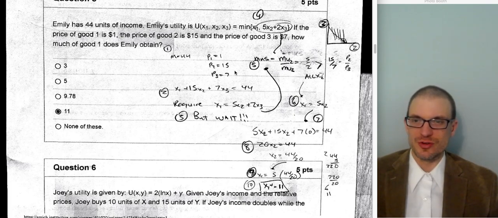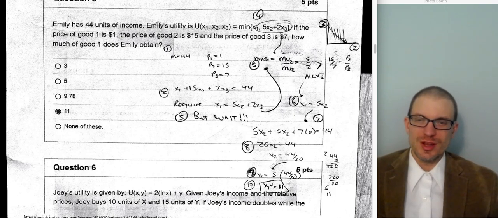Well, the first thing I do is let's just get our information on the table. So we have 44 units of income. Price of good 1 is 1. Price of good 2 is 15. Price of good 3 is 7. Good. That gives me my budget constraint. x1 plus 15x2 plus 7x3 is equal to our income of 44. And we are going to require, let's try my trick, let's replace this comma with an equal sign. I'm going to require this relationship.